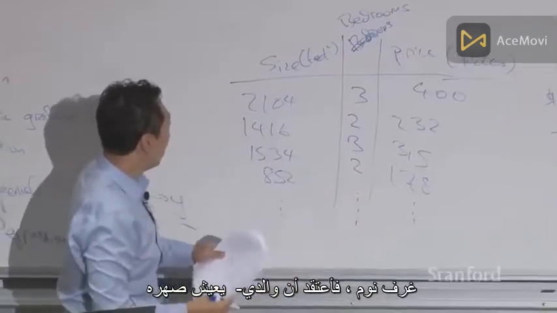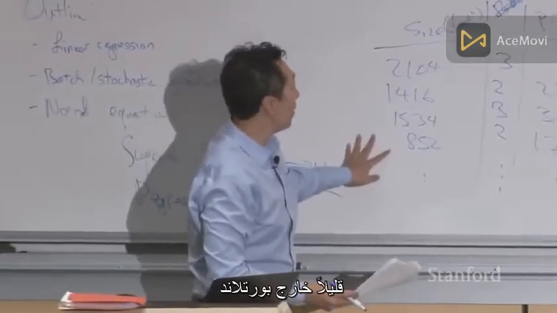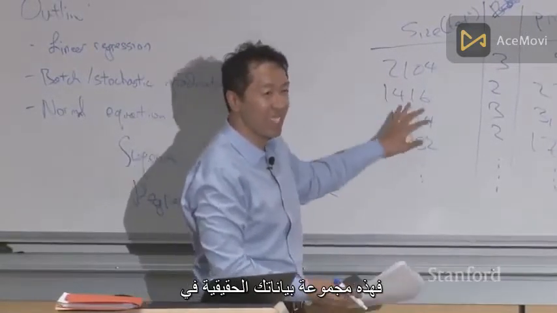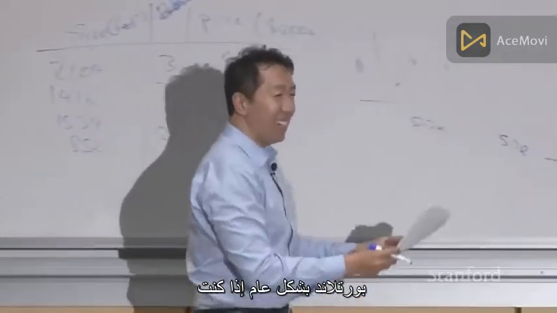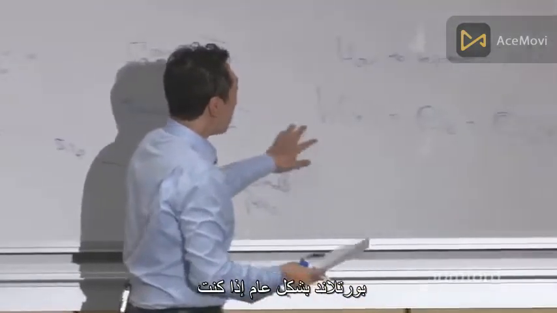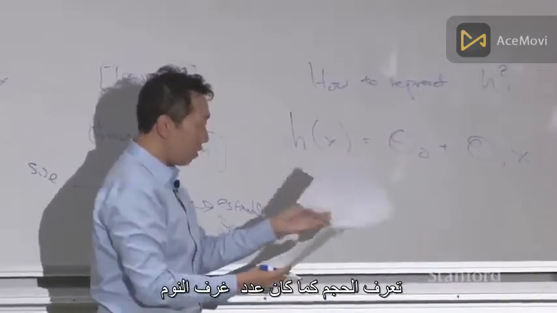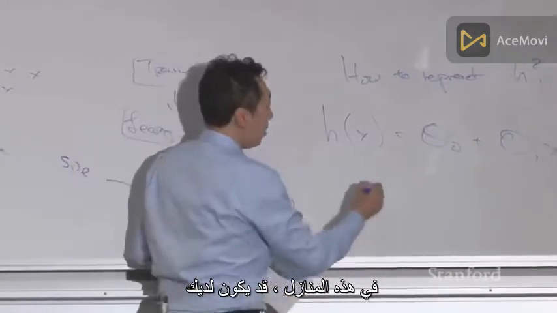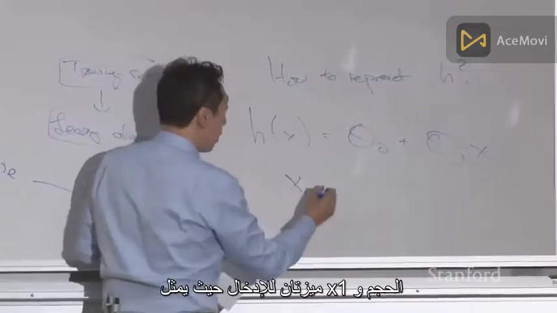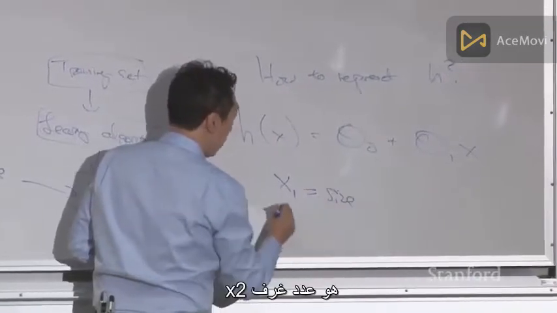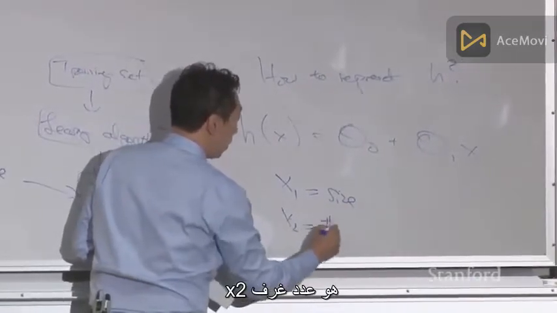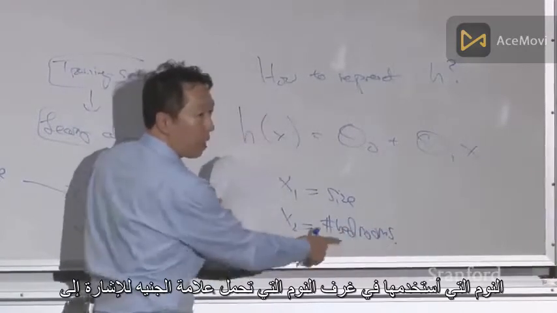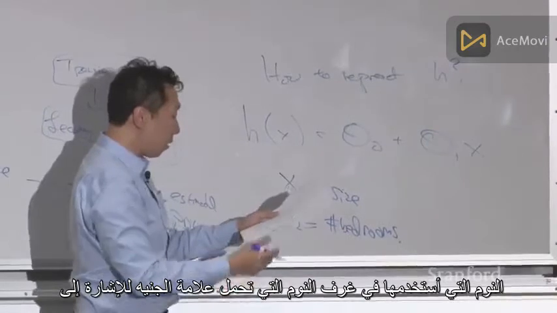All right, yeah. Cool. My father-in-law lives a little bit outside Portland, and he's actually really into real estate. So this is actually a real data set from Portland. More generally, if you know the size as well as the number of bedrooms in these houses, then you may have two input features where x1 is the size and x2 is the number of bedrooms. I'm using the #bedrooms sign to denote the number of bedrooms.